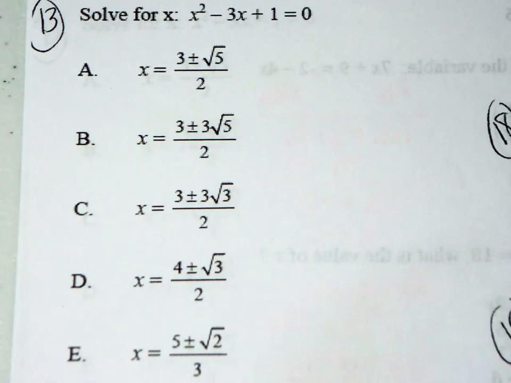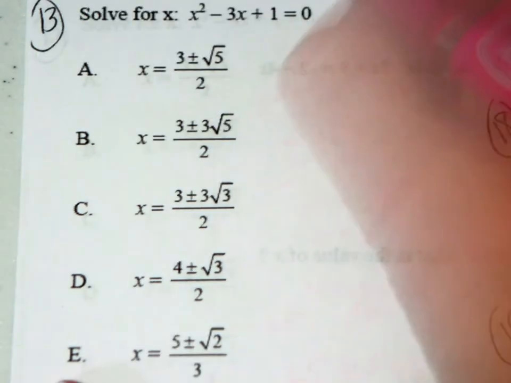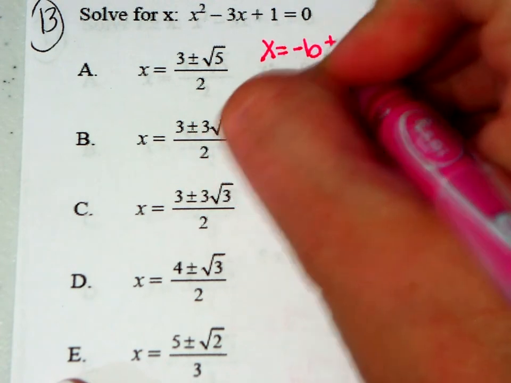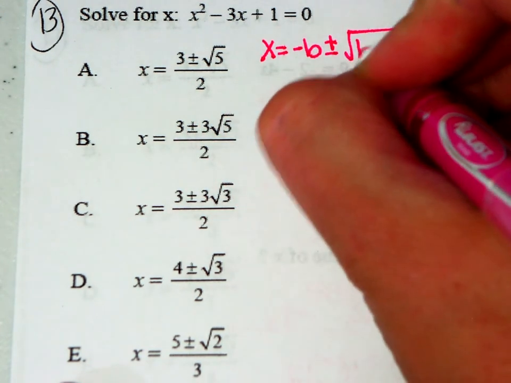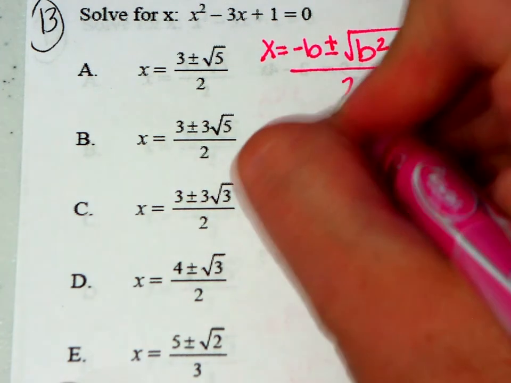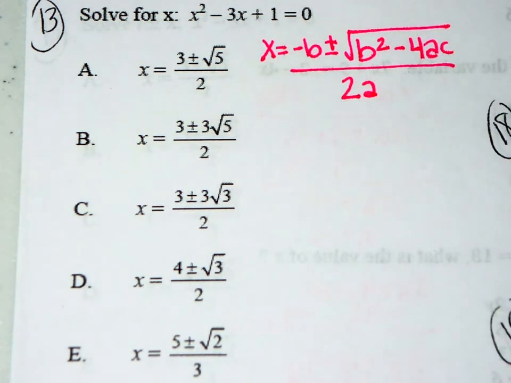All right, number 13 is a quadratic formula problem. Although they did not give it to you, you should know that the quadratic formula is x equals negative b plus or minus the square root of b squared minus 4ac all over 2a. Now, I'm not going to sing the Pop Goes the Weasel song.